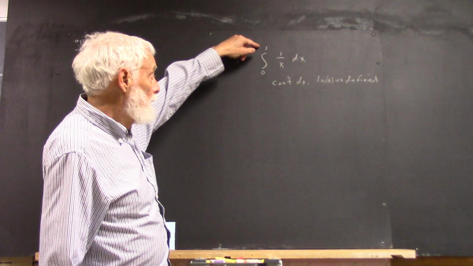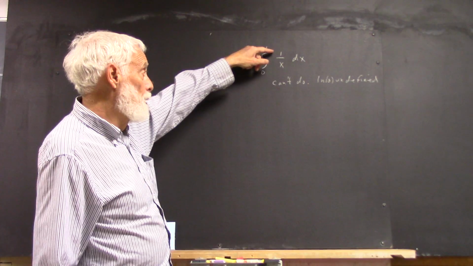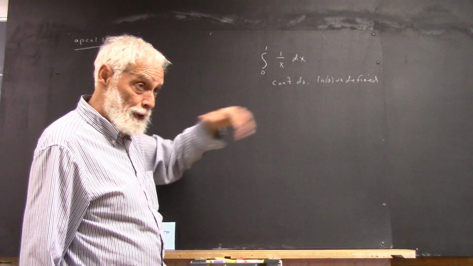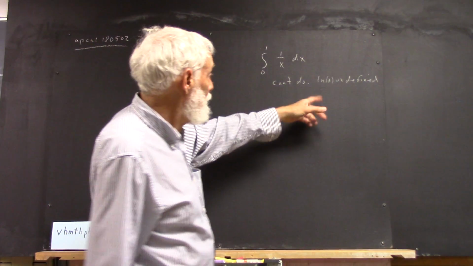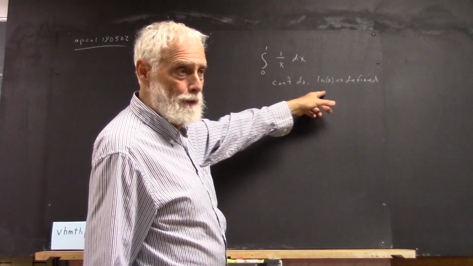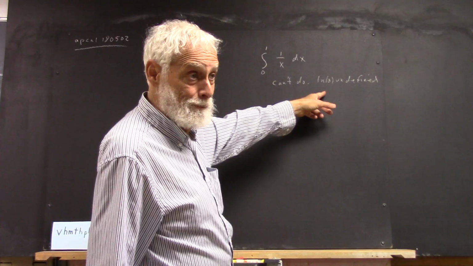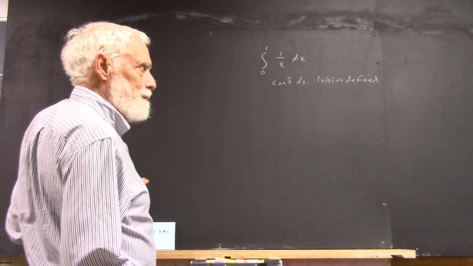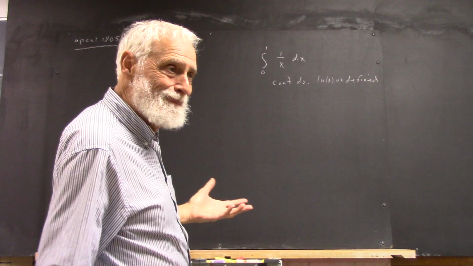Okay, so just consider the integral from 0 to 1 of 1 over x dx. First place, you can't do this in the usual way, because your antiderivative is a natural log, and you would then end up having to evaluate the natural log of 0. And you understand that, okay? So that's not a good thing, okay?